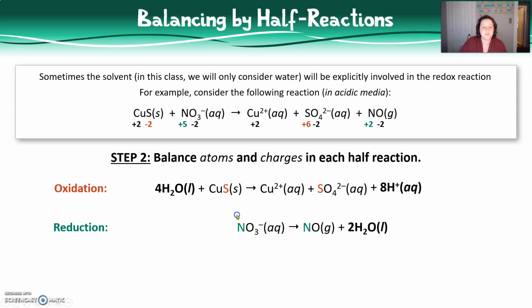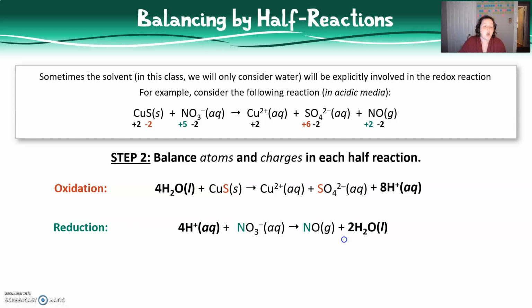So for the oxidation reaction, 8 hydrogen ions are added to the product side to balance the 8 hydrogen atoms in the water molecules on the reactant side. In the reduction reaction, 4 hydrogen ions are added to the reactant side to balance the 4 hydrogen atoms in the water molecules on the product side. It is crucial to balance hydrogen before balancing the charge, as the hydrogen ion introduces positive charges and changes the total charge on that side of the reaction.